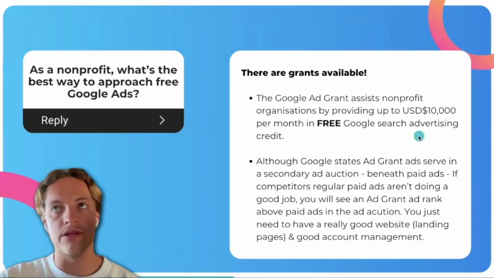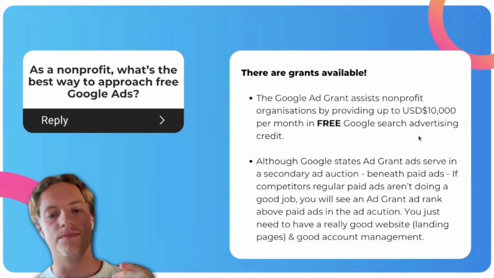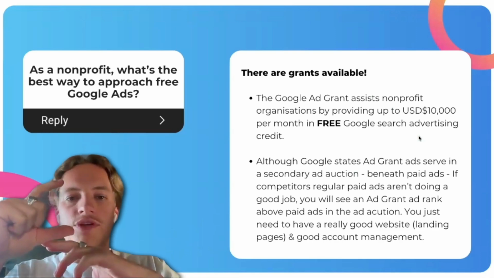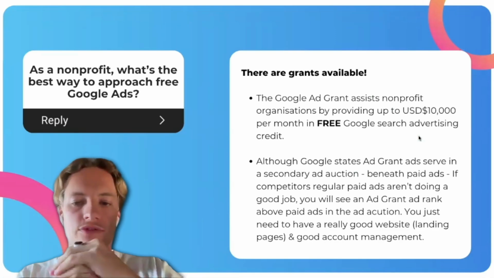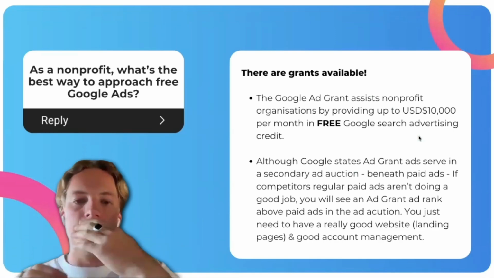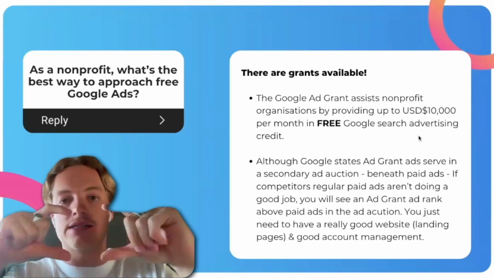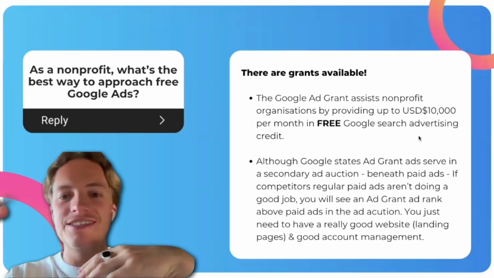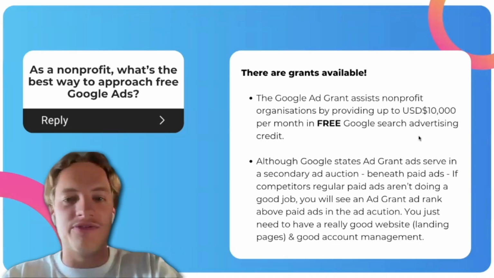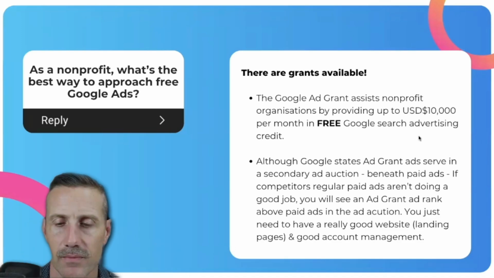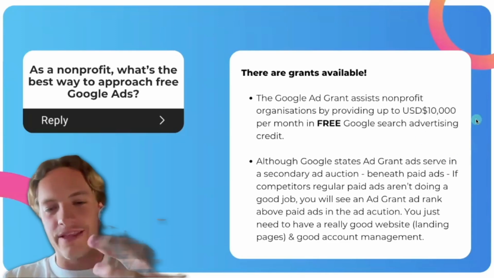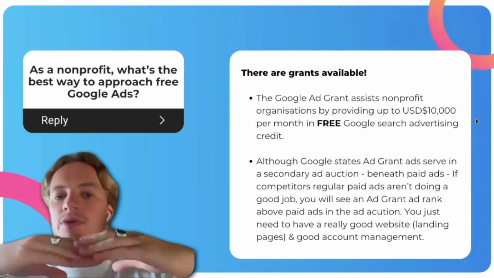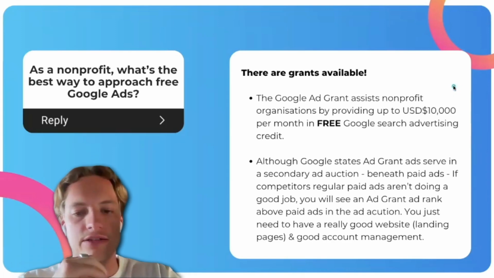But in turn, I believe it's almost two different auctions. If you're a regular paid ad, you're bidding against regular paid ads, and then that sort of ad grant auctions beneath it. But I've seen this in the past, what happens is if you optimize it well enough and you've got a good enough landing page, you can actually come up above those paid ads. So although there is a bit of a relationship between the two different bidding, you can actually get above it if it's done correctly.